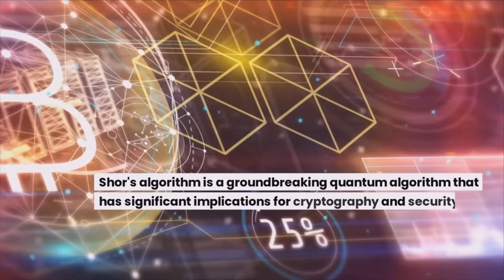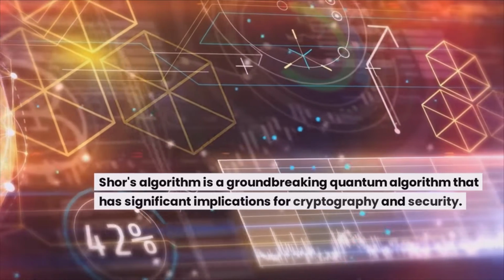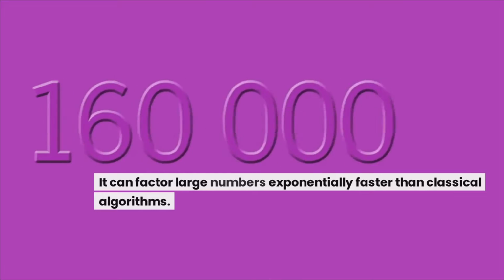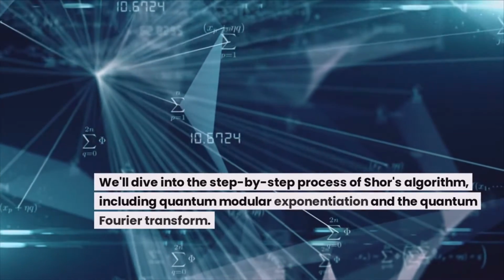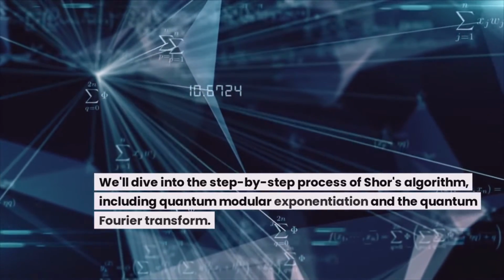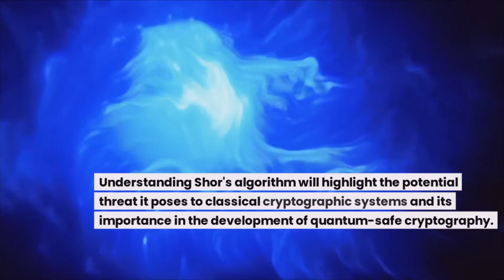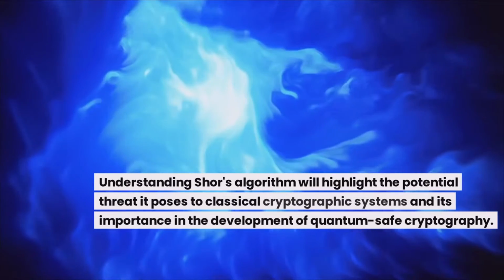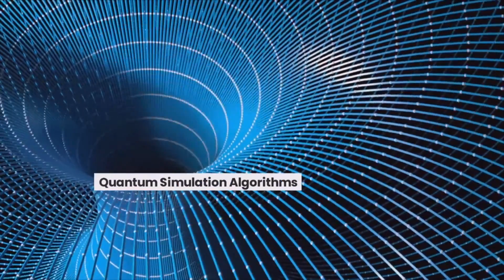Factoring with Shor's algorithm. Shor's algorithm is a groundbreaking quantum algorithm that has significant implications for cryptography and security. It can factor large numbers exponentially faster than classical algorithms. We'll dive into the step-by-step process of Shor's algorithm, including quantum modular exponentiation and the quantum Fourier transform. Understanding Shor's algorithm will highlight the potential threat it poses to classical cryptographic systems and its importance in the development of quantum-safe cryptography.